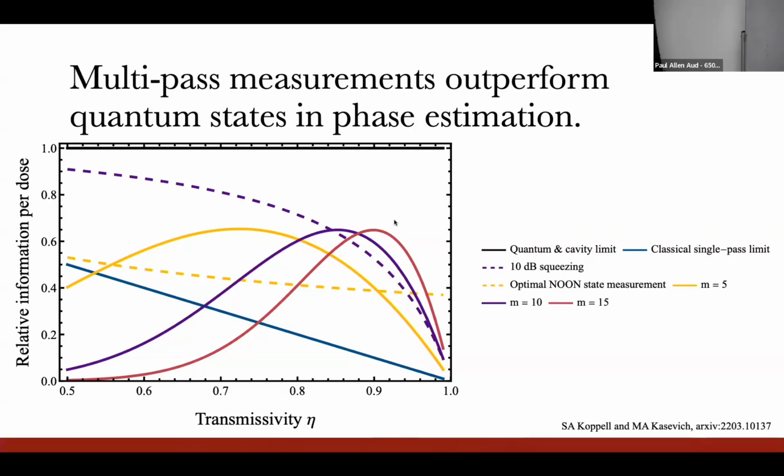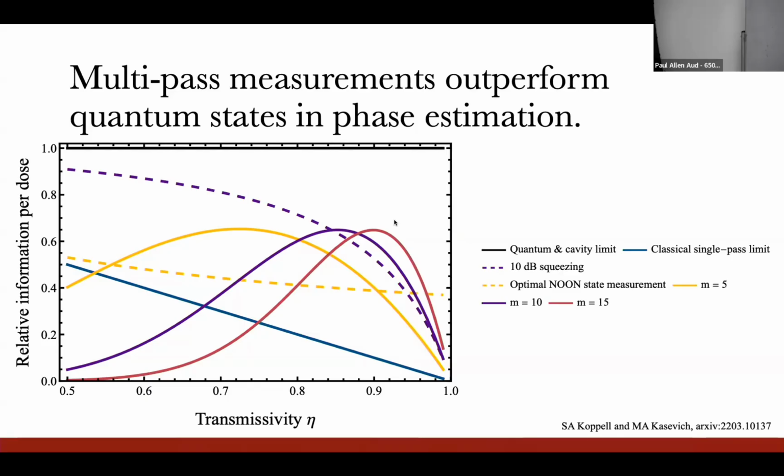Instead, we're going to do what's called a multi-pass measurement. The distinction we're drawing here is that for a multi-pass measurement, I interact my probe with the sample a fixed integer number of times, as opposed to the cavity case where there's some probability that my light leaks out on every round trip. So this doesn't let me hit the absolute quantum limit per dose, right? But I can still get to about 2/3 of that quantum limit if I set the number of interactions correctly, dependent on the loss that I get from interacting with the sample.